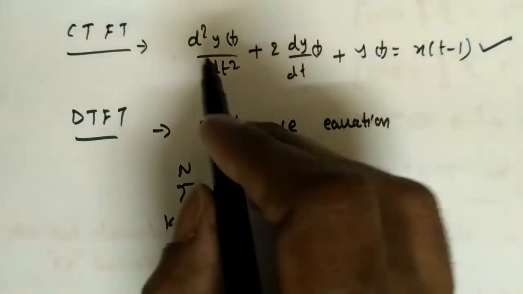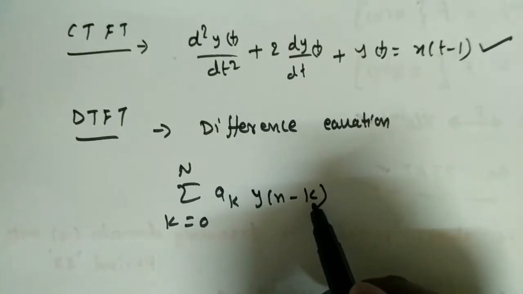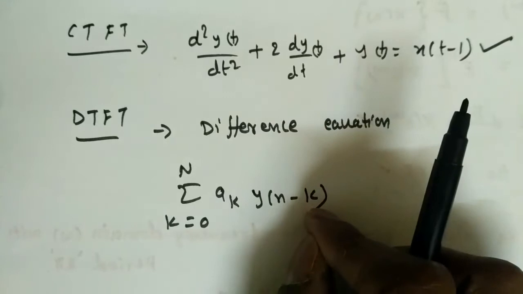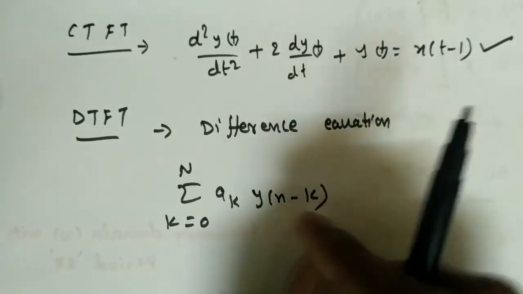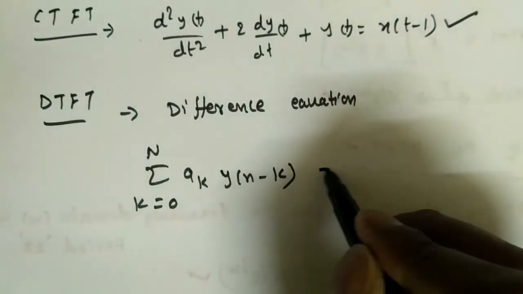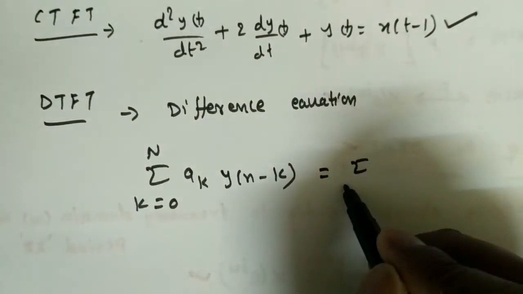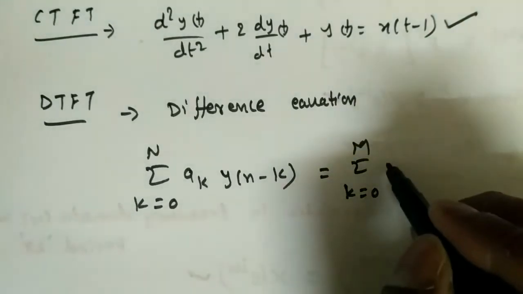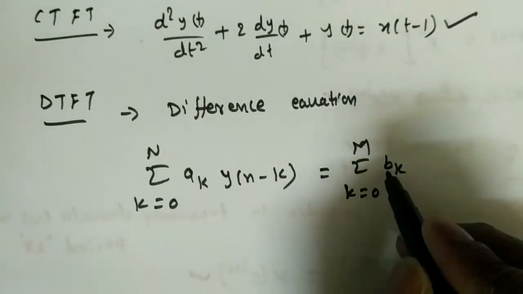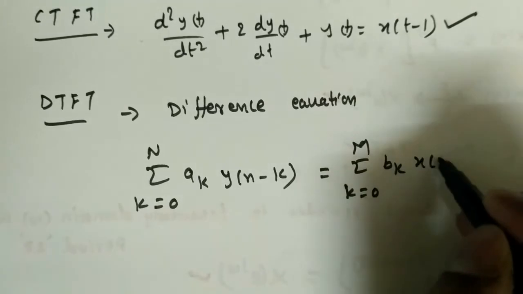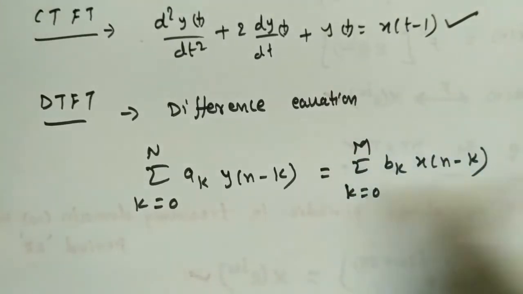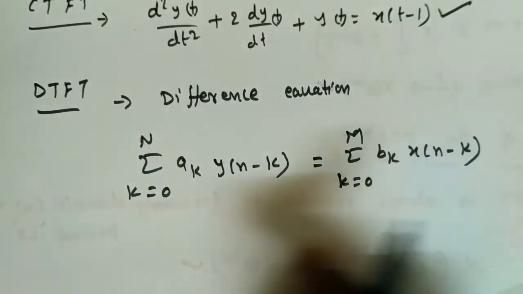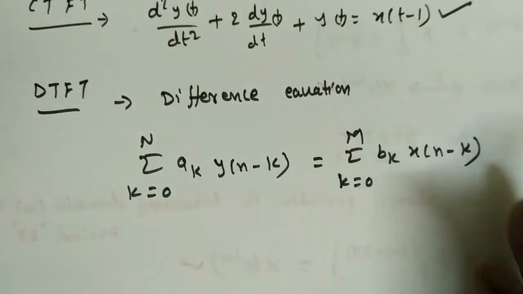Now the difference is, if it is a d square, we will get k equal to 2 here. So the second difference equation, that is y of n minus 2, y of n minus 1 and so on, is equal to the sum over k equal to m of the different coefficients or constants, that is bk into x of n minus k. So this is the generalized difference equation.